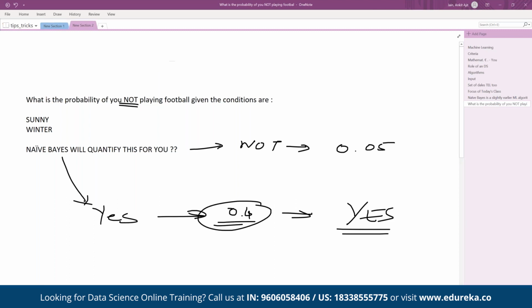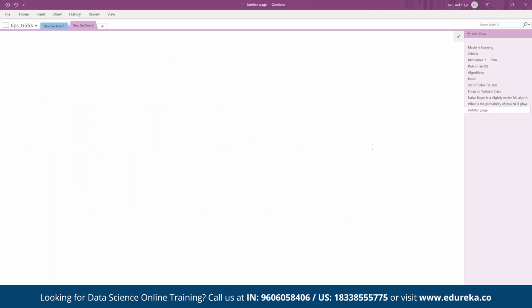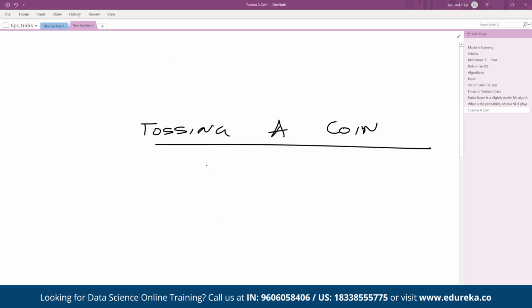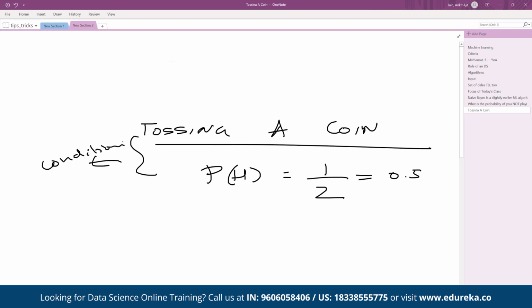Now, this is not normal probability. Why this is not normal probability, I'll explain. Suppose I am tossing a coin. What is the probability I will get head? It is 1 by 2, right? It is 0.5. Did I put any condition on you? No, I did not put any condition on you.